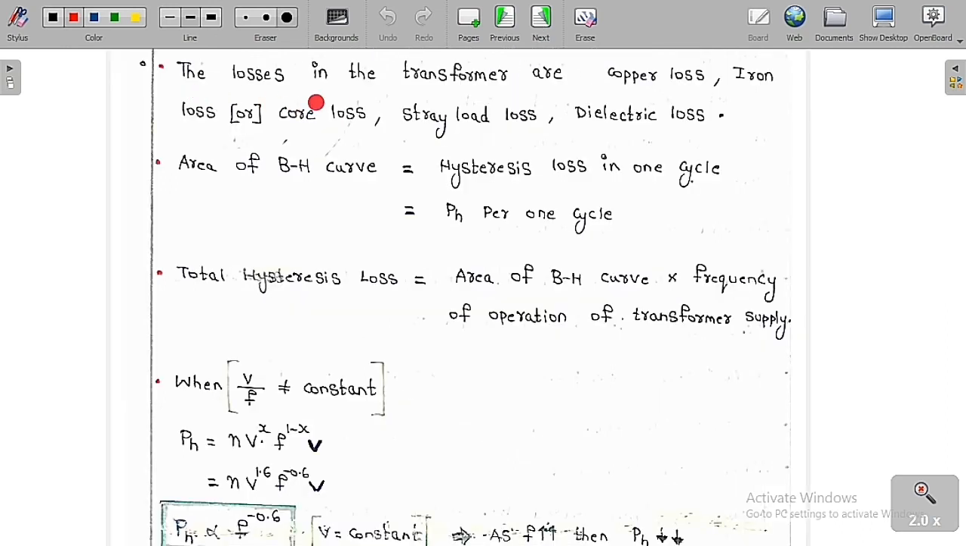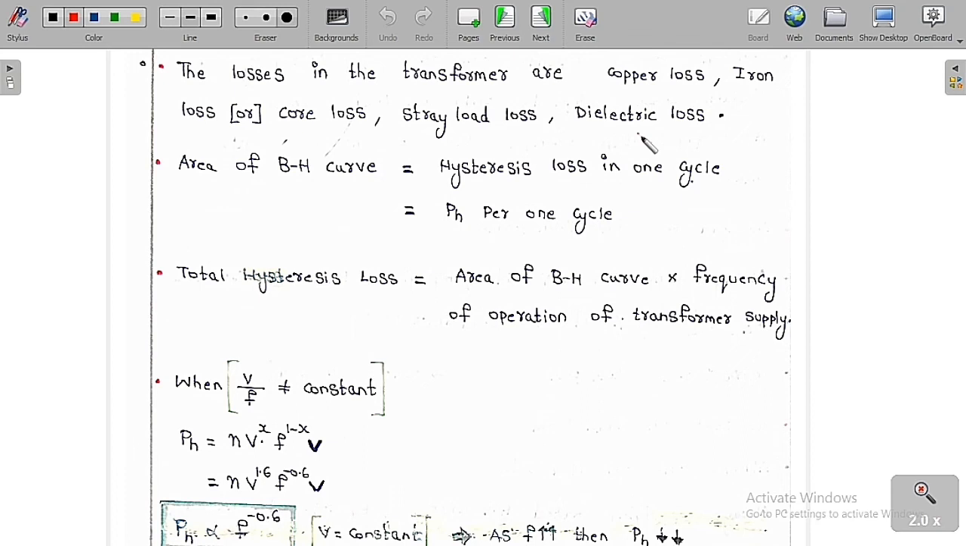Now we are going to discuss some more important points. The losses in the transformer are basically copper loss, iron loss, also called core loss, stray load loss, and dielectric loss. So we can say there are only four losses.